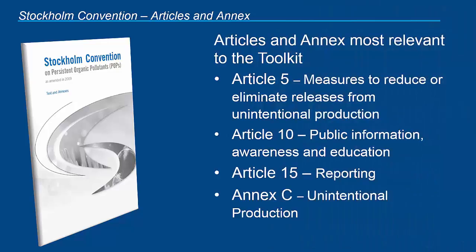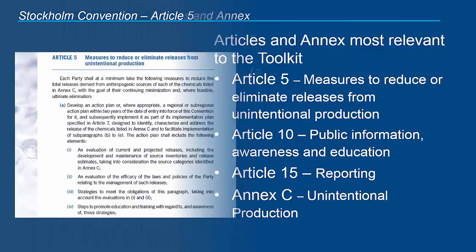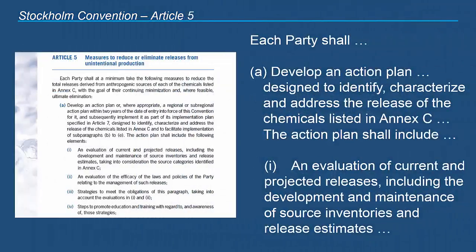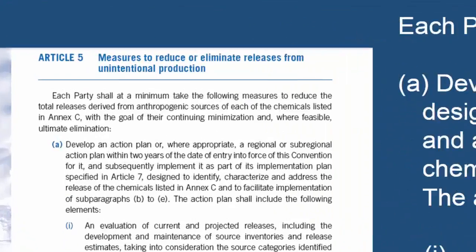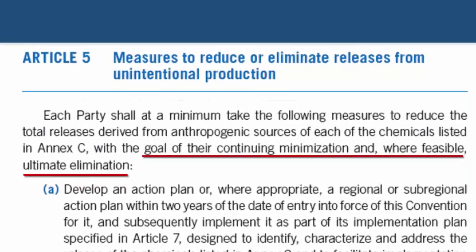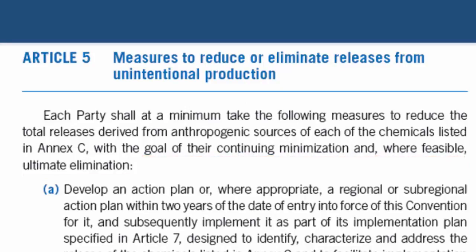In the Stockholm Convention, Articles 5, 10, and 15, and Annex C largely define the role and scope of the toolkit. Article 5 describes the obligations of parties with respect to the UPOPs. They are required to take steps toward meeting the goal of continuing minimization and, where feasible, ultimate elimination of the UPOPs listed in Annex C.